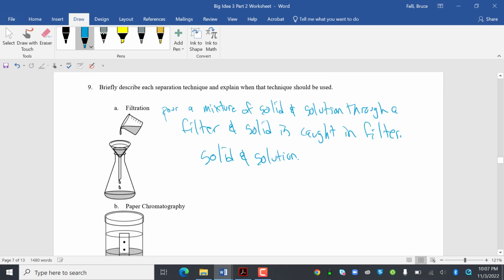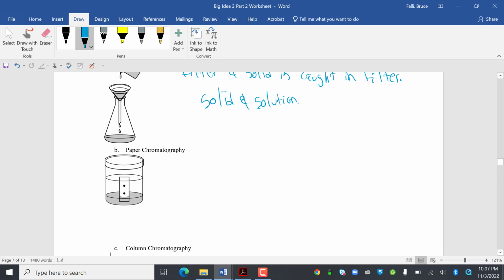Paper chromatography, briefly describe each technique. A dye or an ink flows with a solvent at different rates. I'm going to put dyes flow with the solvent at different rates to identify or separate dyes, typically with inks.